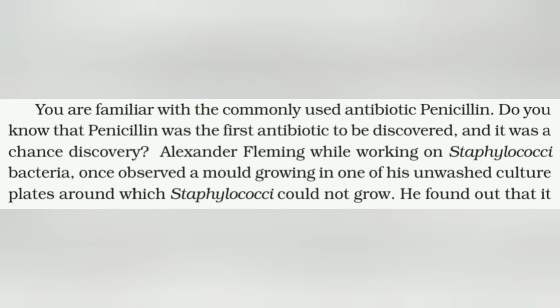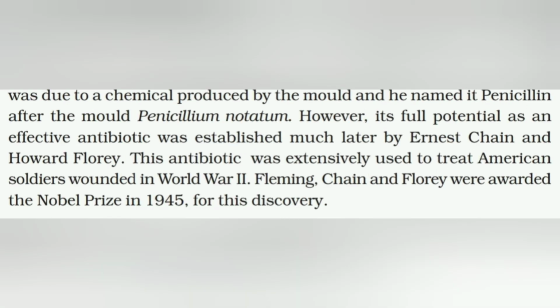Alexander Fleming, while working on Staphylococci bacteria, once observed a mold growing in one of his unwashed culture plates around which Staphylococci did not grow. He found out what was released which inhibits the growth of Staphylococci. It was due to a chemical produced by the mold and he named it penicillin after the mold Penicillium notatum. However, its full potential as an effective antibiotic was established much later by Ernest Chain and Howard Florey.